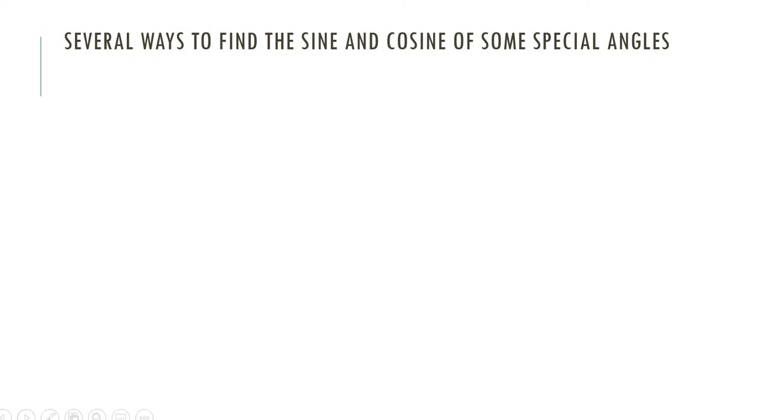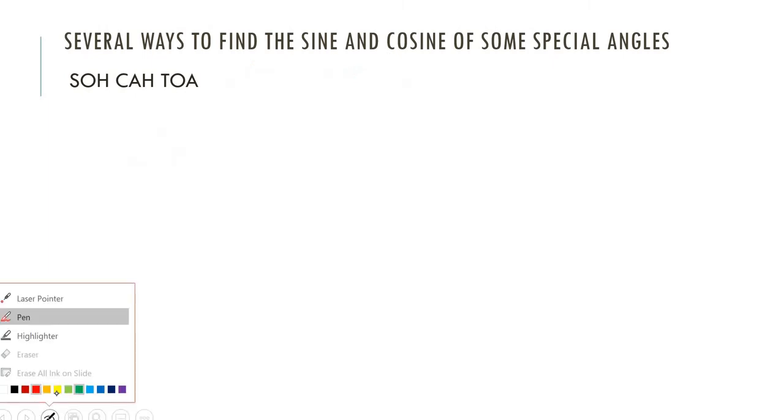Okay, there are several ways to find sine and cosines of some of our special angles. So one way is to use SOHCAHTOA, and this is based on right triangles only. So if you have a right triangle, and actually I'm going to draw this a different way. Hold on one second because I want to relate it to our unit circle. Okay, so again, this is for right triangles.